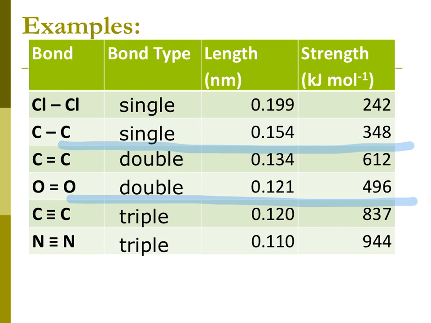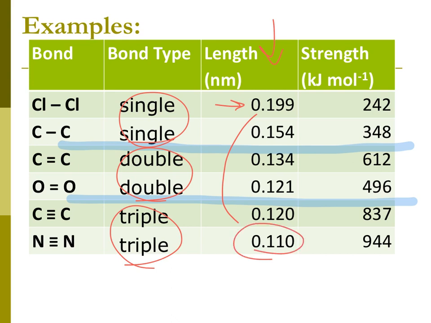Let's look at some trends using some specific examples. First, we're going to break this table down to compare single bonds, double bonds, and triple bonds. Let's start with the length column. The single bonds have the longest bond, and as you go down to double and triple bonds, the triple bonds have the shortest bonds.